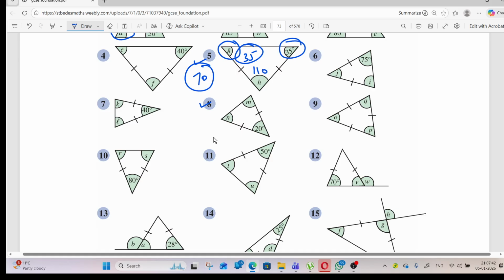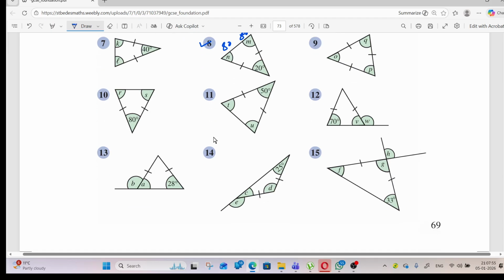80. Which two? They both are 80. You're saying, right? Yeah. Very good. That's correct. They both are 80. Okay.